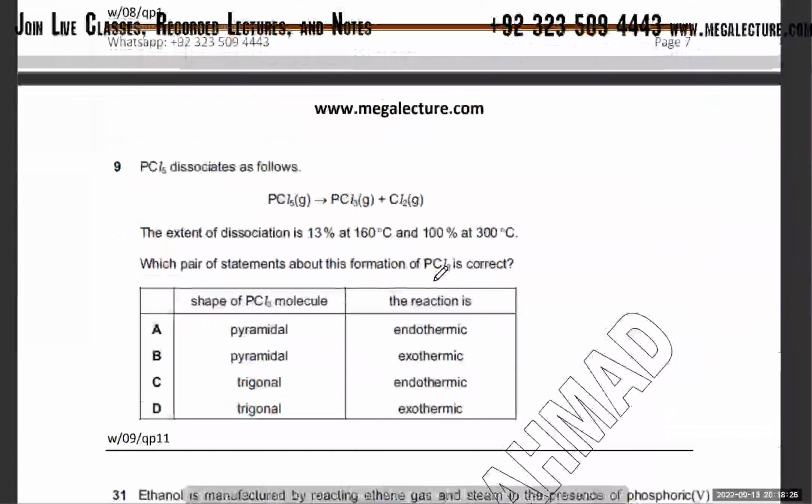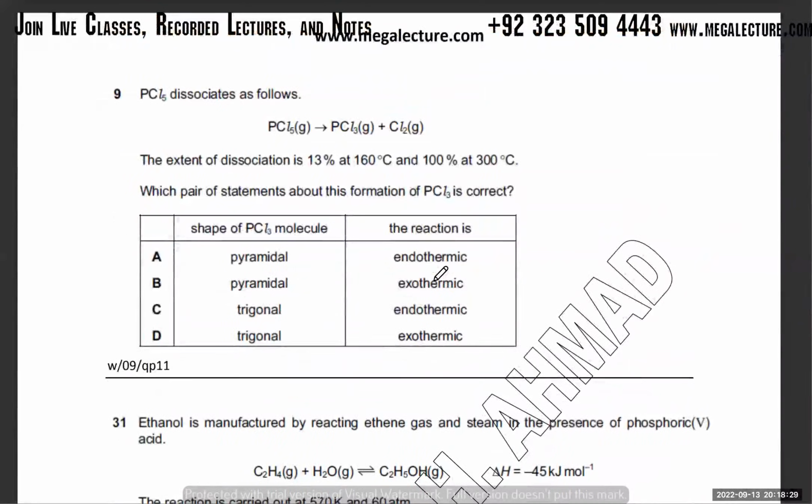Equilibrium constants, can we ignore that? So for this one, you have to figure out whether this reaction is endothermic or exothermic. He's saying that at 160 it's 13% dissociated, and at 300 it's 100% dissociated. So when you increase temperature, which reaction is favored? The endothermic reaction is favored, and in this case which reaction is being favored? Forward, right? When the temperature increases, there's more dissociation happening. So the forward reaction is the endothermic reaction.